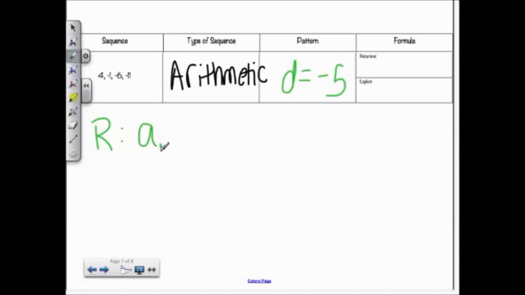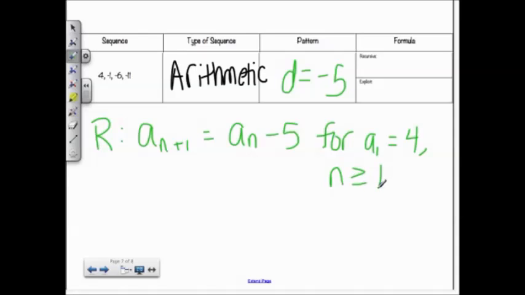So a sub n plus 1 is going to be equal to the previous term minus 5. So to get each term, I'm just subtracting 5 to get to the next one. So a sub n plus 1 equals a sub n minus 5. Now, that is true for a sub 1 equals 4 and n is greater than or equal to 1. So you can go ahead and fill this into your recursive formula box.